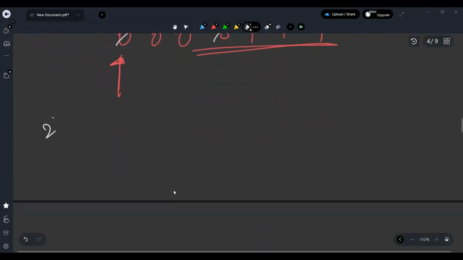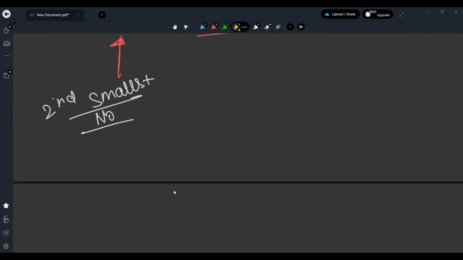Okay. Now, what is the second smallest number? How can we get the second smallest number? For the second smallest number, let's do some observation.